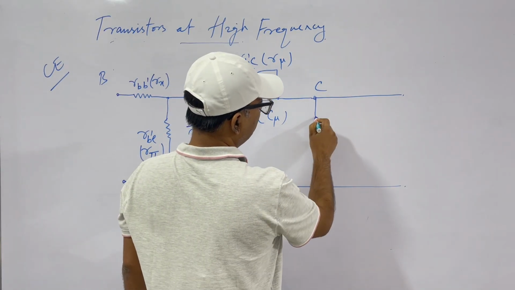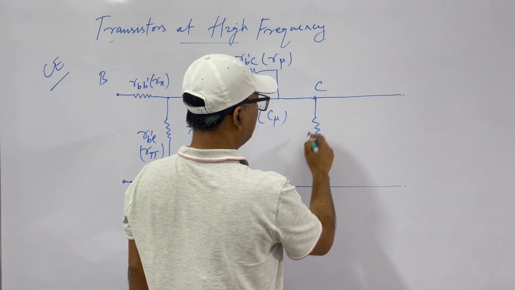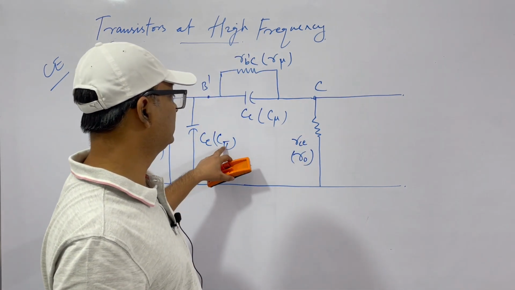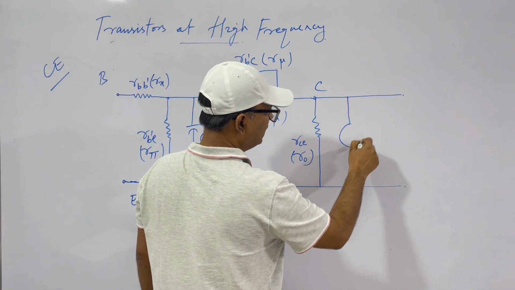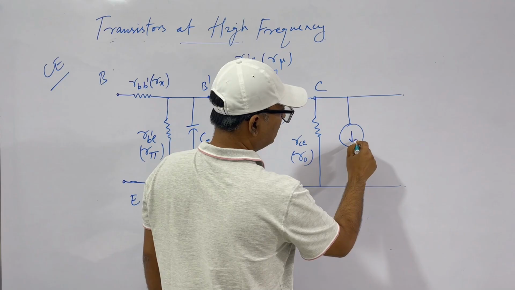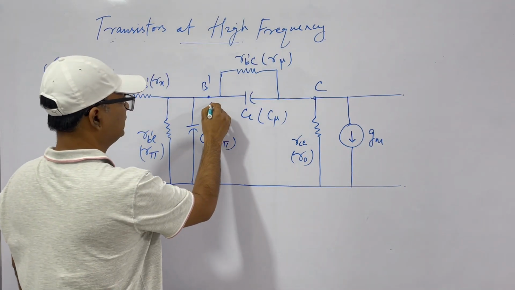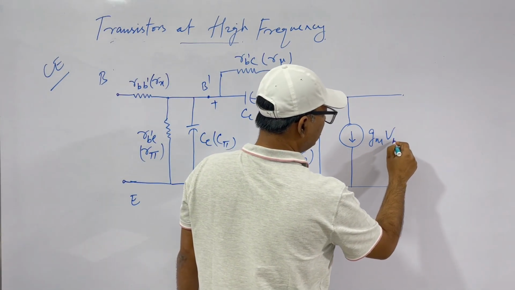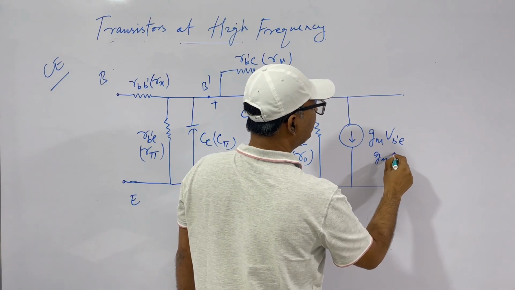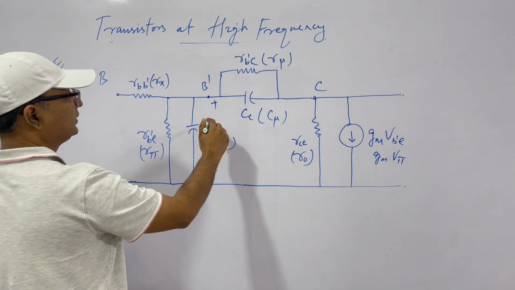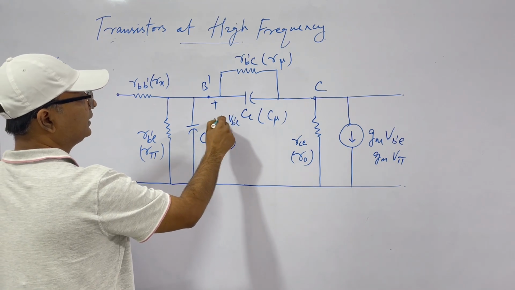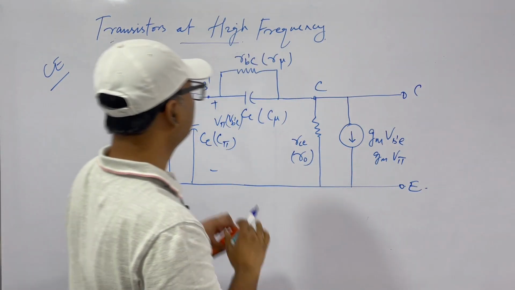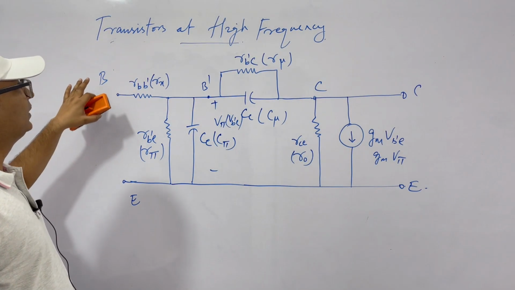Now here we have one resistor, that is RCE, also denoted as RO in the pi nomenclature, and then we have one current source. This is a current source with GM and this voltage. This voltage is VB'E. So you can write VB'E, or you can write it as GM V pi. This is the V pi voltage, V pi or VB'E, whatever you like. This is collector and this is our emitter. This is the hybrid pi model.